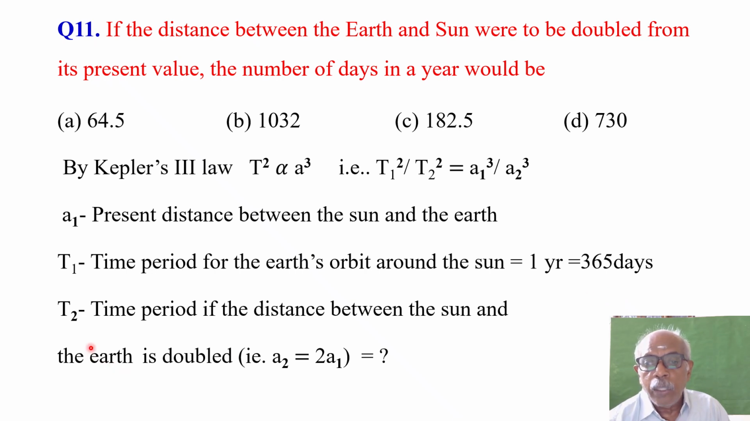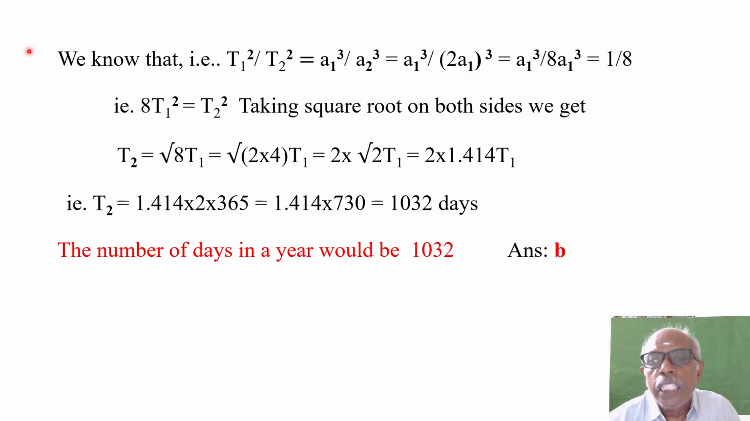T2 is the time period if the distance between the Sun and the Earth is doubled, so A2 is equal to 2 into A1. A1 is the present distance, and when doubled it becomes 2A1, that is A2. Now I can substitute the values in this equation. T1 squared by T2 squared is equal to A1 cubed by A2 cubed. Instead of A2, you put 2A1, the whole cubed. It means A1 cubed divided by 8A1 cubed, because 2 cubed is 8.